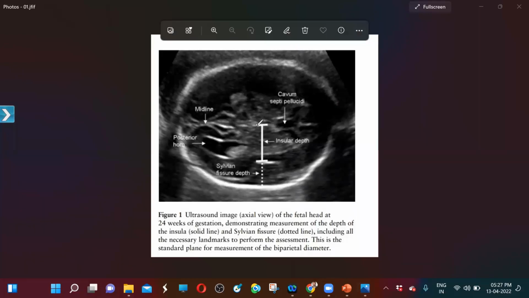This is the insula. This is the insular depth from the central falx. You will see, let me change the color, a hyperechoic line over here. You will not see a complete, but a partial linear structure over here. So this thing is the insular depth. You have to measure from the central falx up to this hyperechoic line. So this is the insular depth.